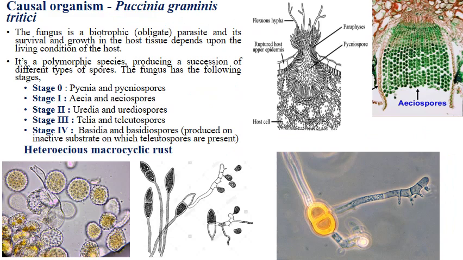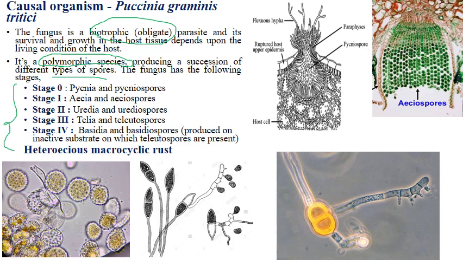Puccinia graminis tritici is a very complex type of pathogen, a biotrophic or obligate pathogen. It strictly requires a living host for its survival and for continuing its life cycle. It is a polymorphic species, polymorphic in the sense that it can convert from one form to another. Producing different types of spore forms or generations is called polymorphism. Here the pathogen has five spore stages.